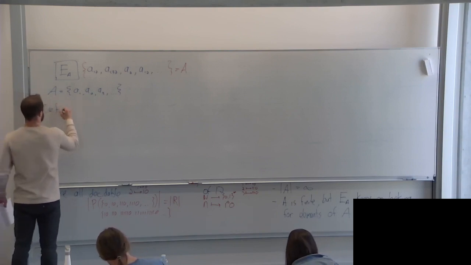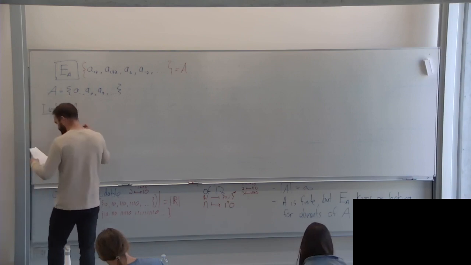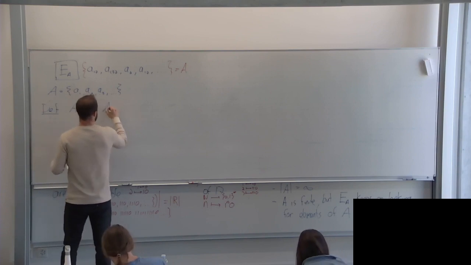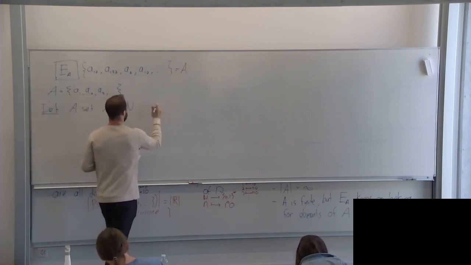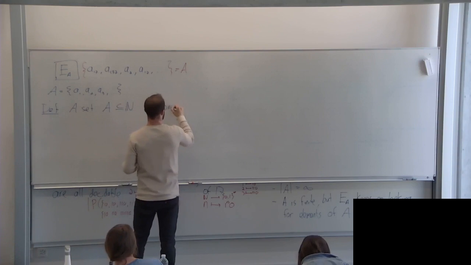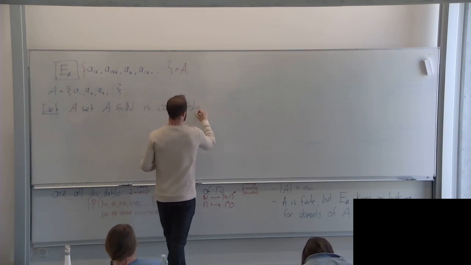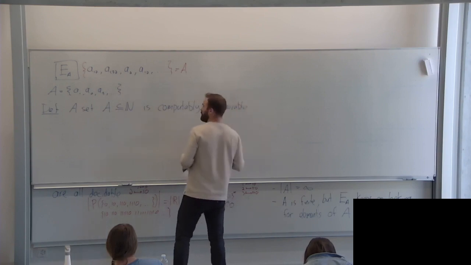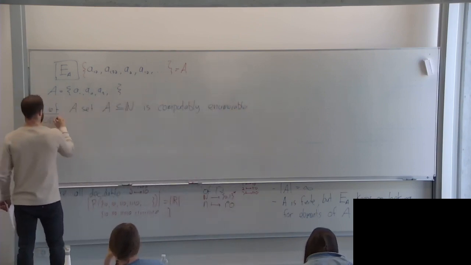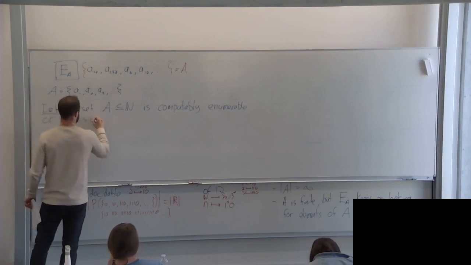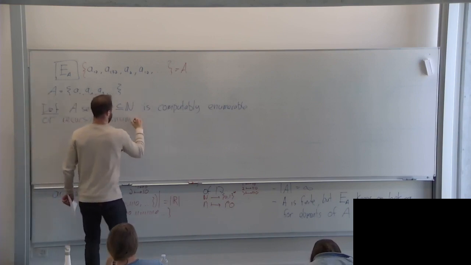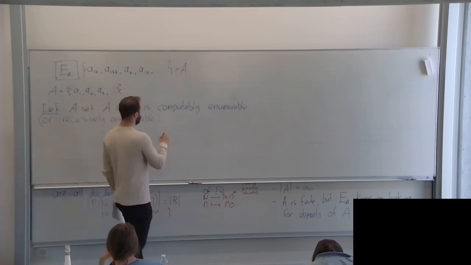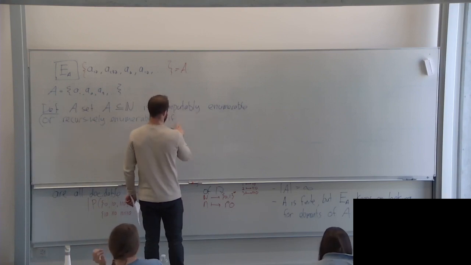Now I'm ready to define something else. Definition. A subset of the natural numbers is computably enumerable, or recursively enumerable, if it has an enumerator.